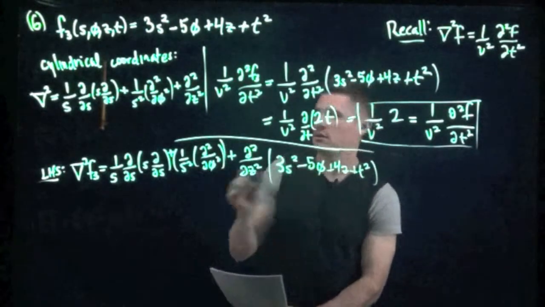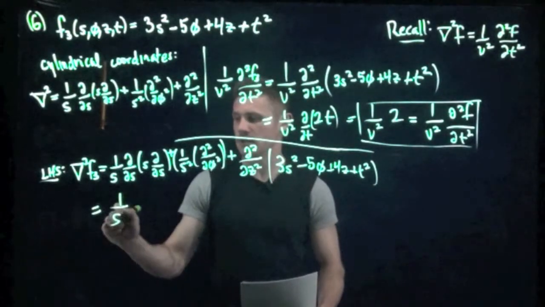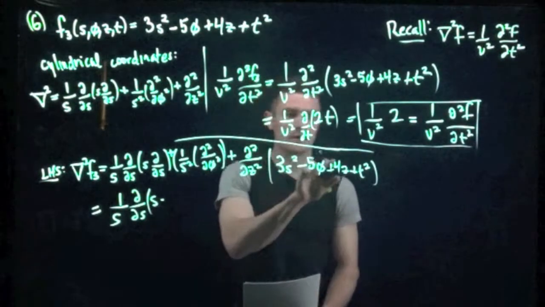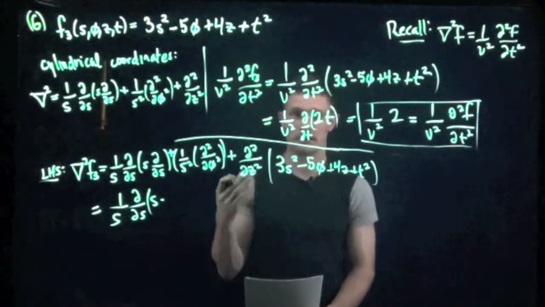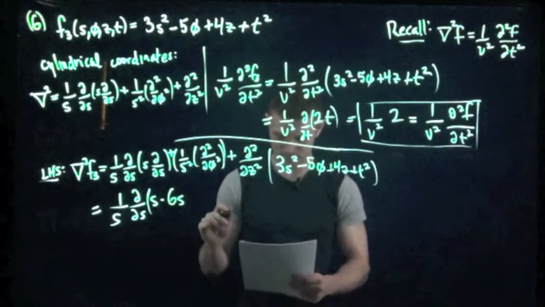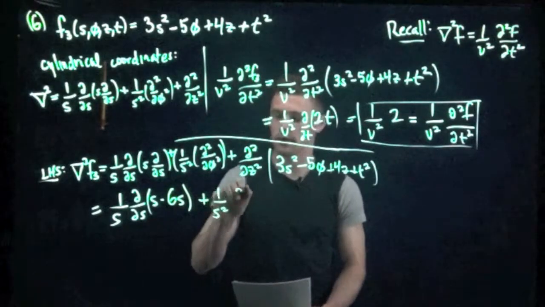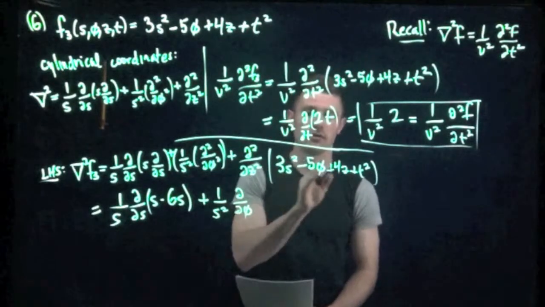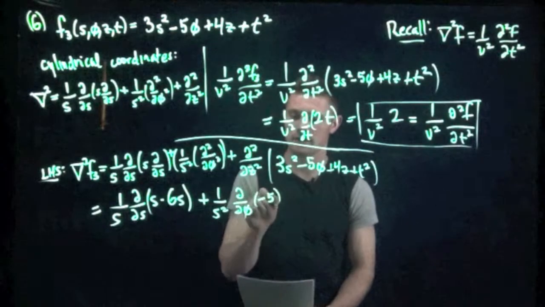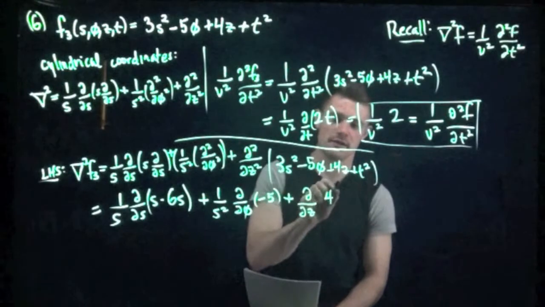So doing all these derivatives at once, we see that we get 1 over s ∂/∂s of s times all of these variables with respect to s. When you take the derivative with respect to s, they will go to 0. So we're left with 6s, and then we add on 1 over s squared, and then we have the derivative with respect to φ. Again, all of these variables without a φ dependence will go to 0, so we just get a negative 5 with respect to φ, plus the first derivative with respect to z, which just gives us a 4.